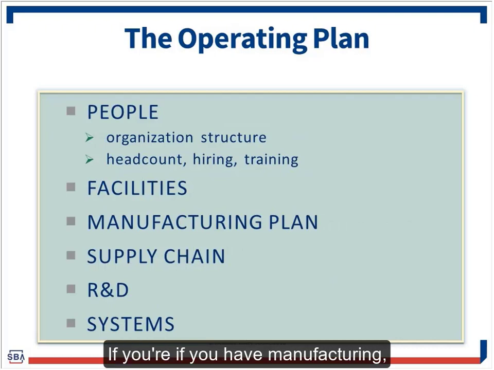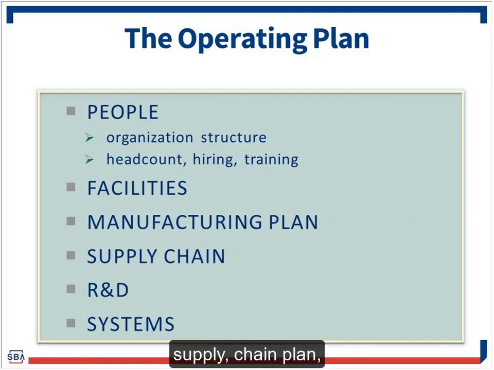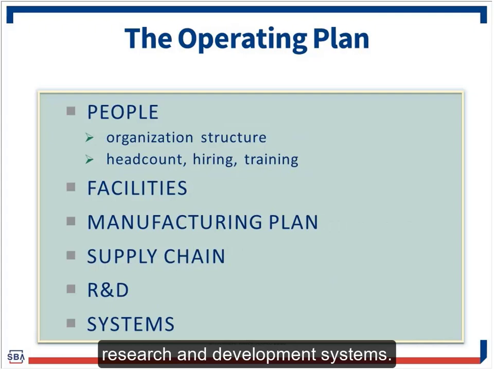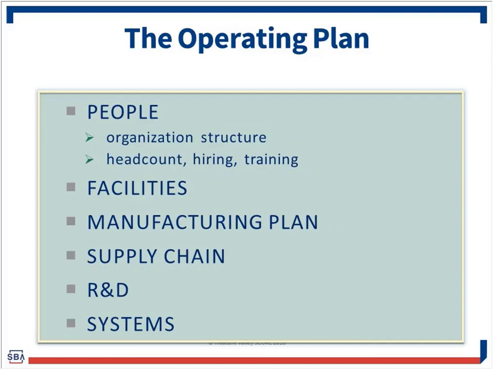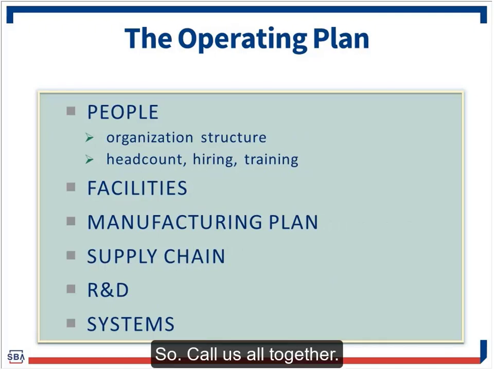This is also going to list your facilities. If you have a brick and mortar, any compliance or any regulatory that is listed there. If you have manufacturing, supply chain plan, research and development systems. So this is your operational plan of your parts and pieces.